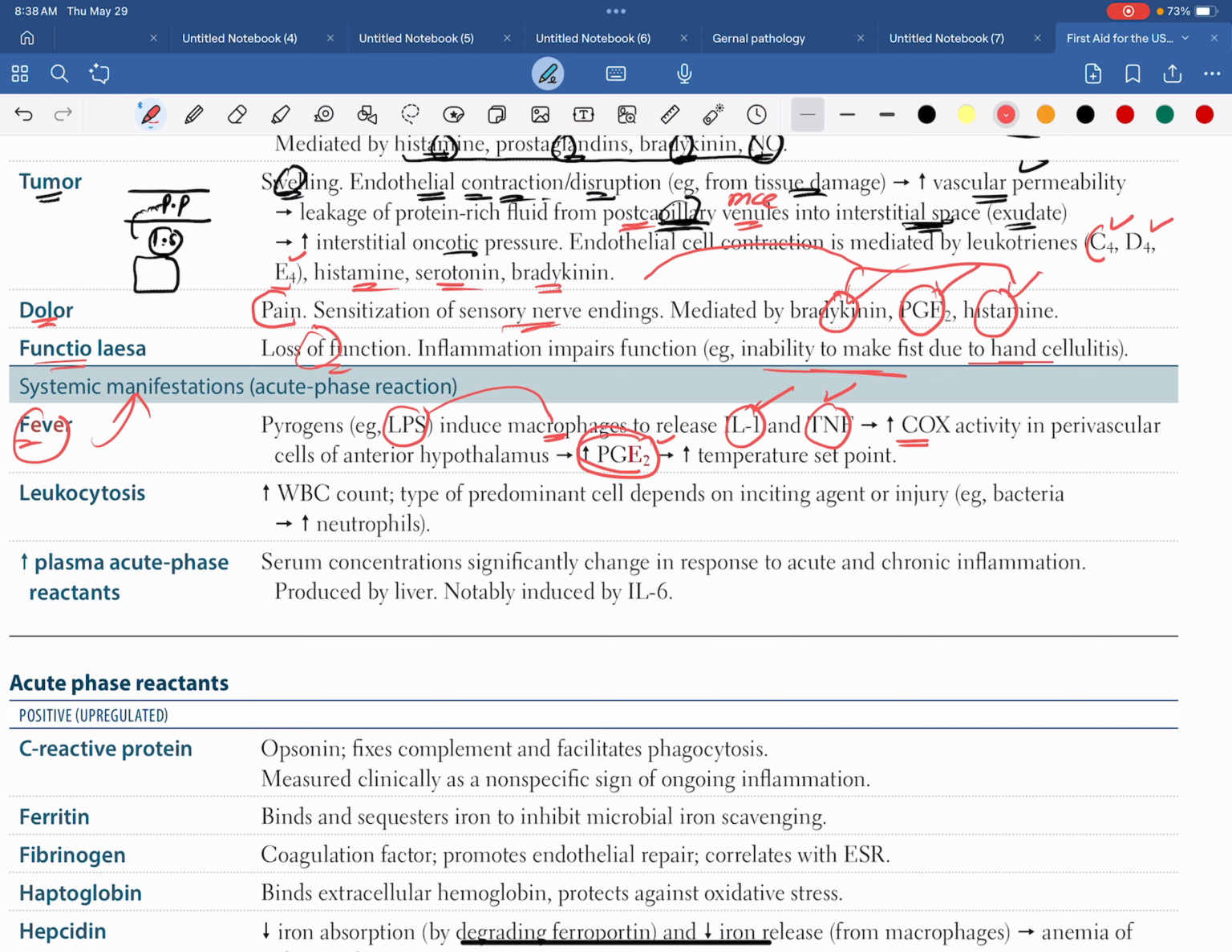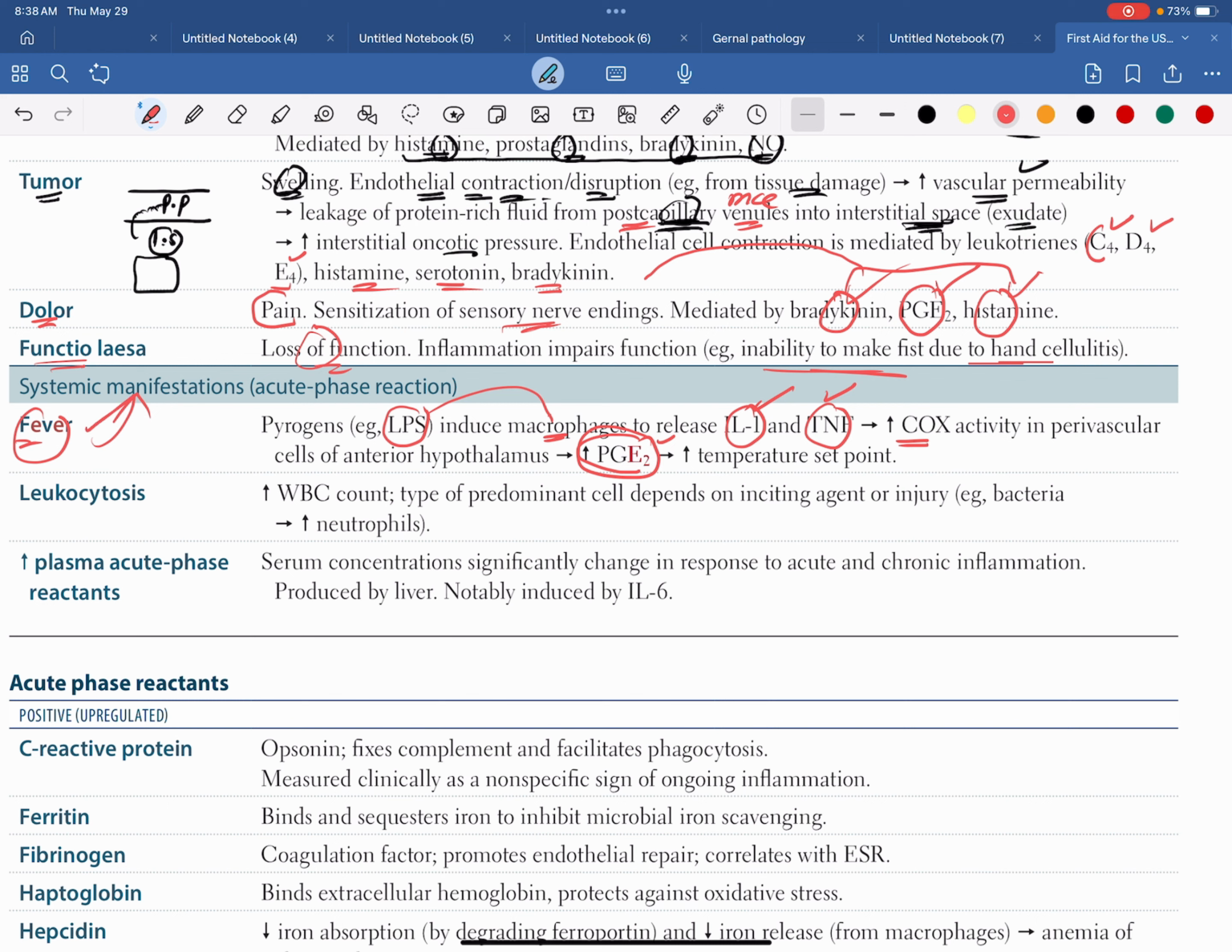You have to remember, when bacteria go into our body, that bacteria will produce different kinds of lipopolysaccharide. Those lipopolysaccharides are also called pyrogens. They will stimulate the macrophage. When the macrophage is stimulated, it will produce interleukin 1 and tumor necrosis factor. That interleukin 1 and tumor necrosis factor will go to the perivascular cells of the anterior hypothalamus and stimulate the COX enzyme, and when the COX enzyme is activated, it will lead to increased production of prostaglandin, and that prostaglandin is going to increase your body temperature.